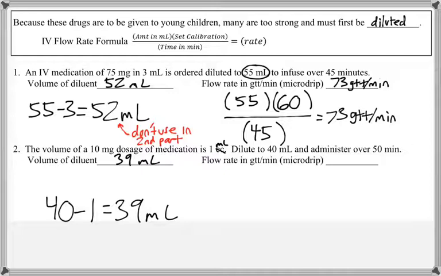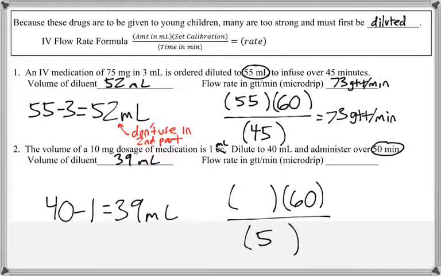Then for the flow rate, I want to use my formula, and this is microdrip, so it's 60, and it's over 50 minutes, so this is 50, and we're infusing the entire 40 mLs. So we do not use the 39 here because that's just the diluent. We want the entire mixture. So 40 times 60 divided by 50, and we get 48 GTT per minute.